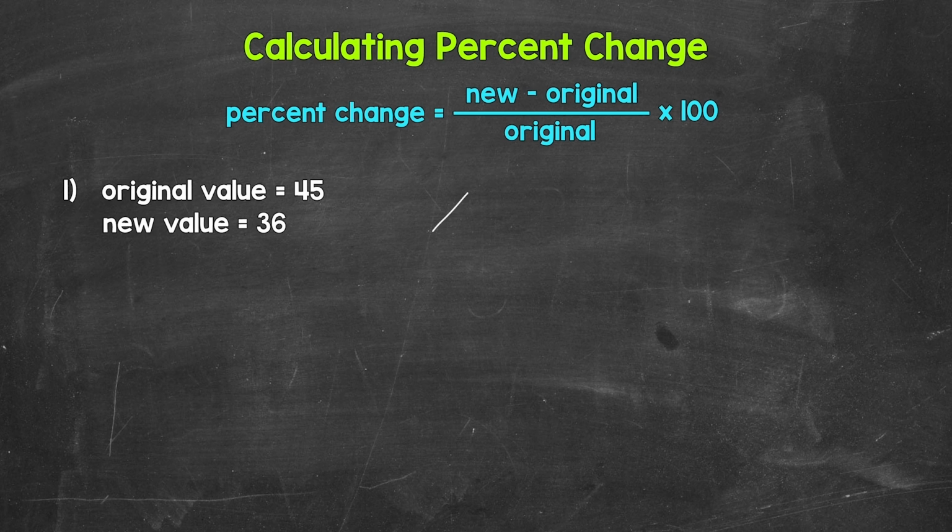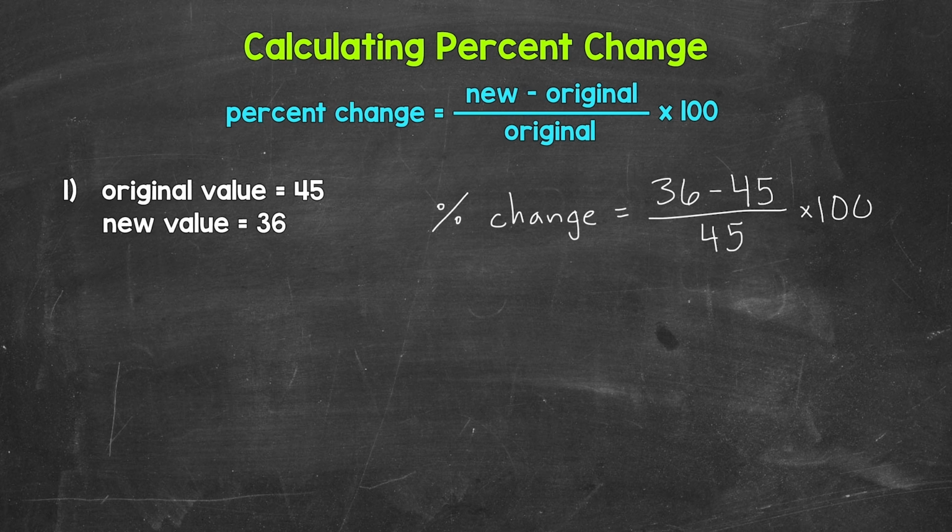So here, in order to calculate the percent change, we have percent change equals, and we take the new value, 36, subtract the original value, 45, divide by the original value, 45, and then multiply by 100. Let's work through this now. 36 minus 45 gives us negative 9. And that negative tells us we have a decrease here. If we end up with a positive, that tells us we have an increase.